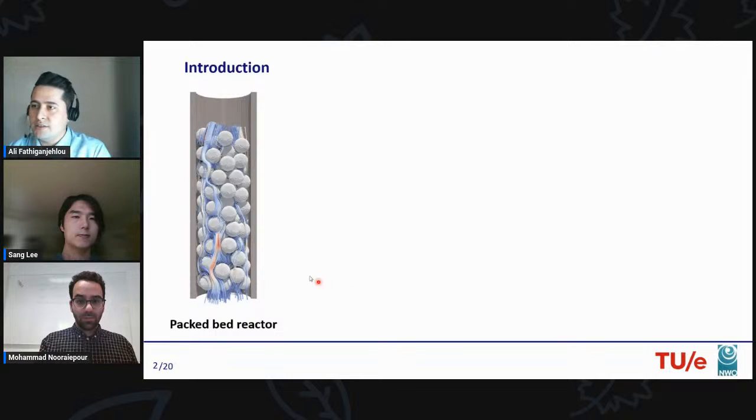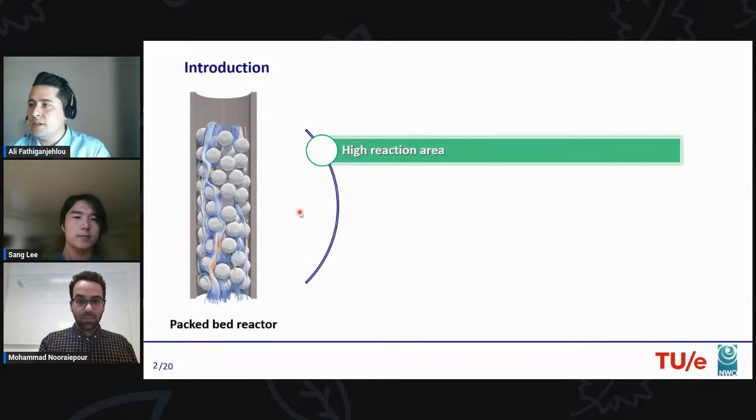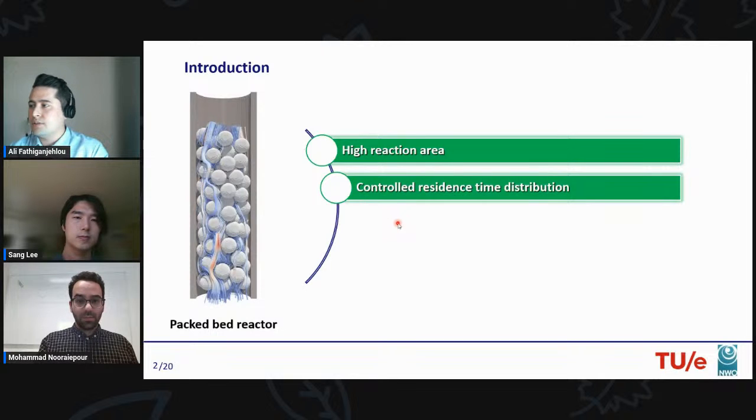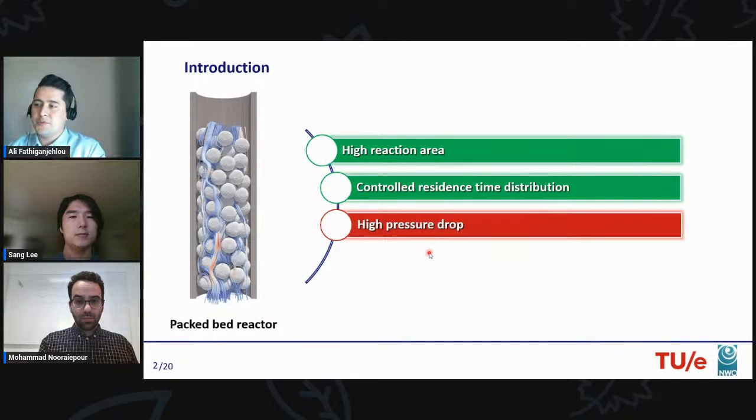In a packed bed reactor, there is a packing of catalyst particles through which a liquid or gas containing reactive components flows. The presence of the particle packing generates a vast reaction area, and it also enables controlled residence time distribution of the reactive component inside the packed bed. But it comes with a cost of high pressure drop and consequently high operational costs.